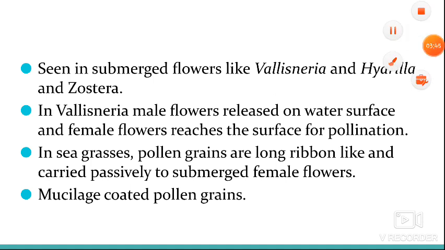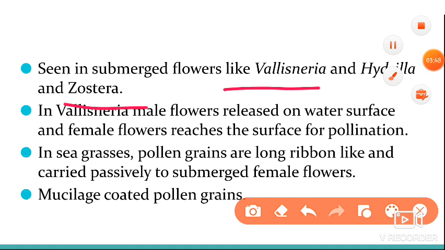One thing I have to explain here: how the pollination occurs in Vallisneria and Zostera. In Vallisneria, what happens? The male and female flowers. The stalk of the female flower is coiled. The female flower uncoils that stalk and moves upwards to the surface of the water. The male flower, or its pollen grains, gets detached from the plant and also reaches the surface. The pollen grains are released and reach the female reproductive part, the stigma, and pollination can occur. This is in the case of Vallisneria.